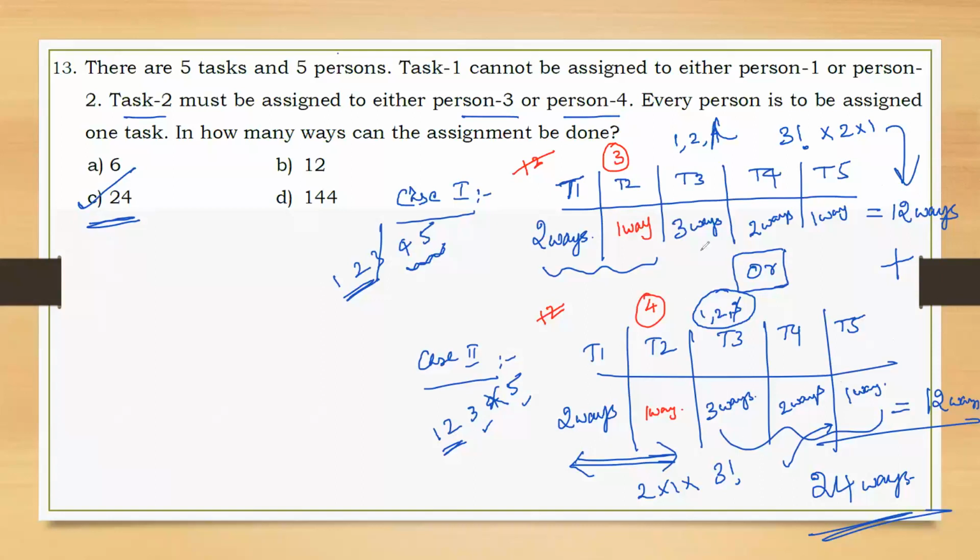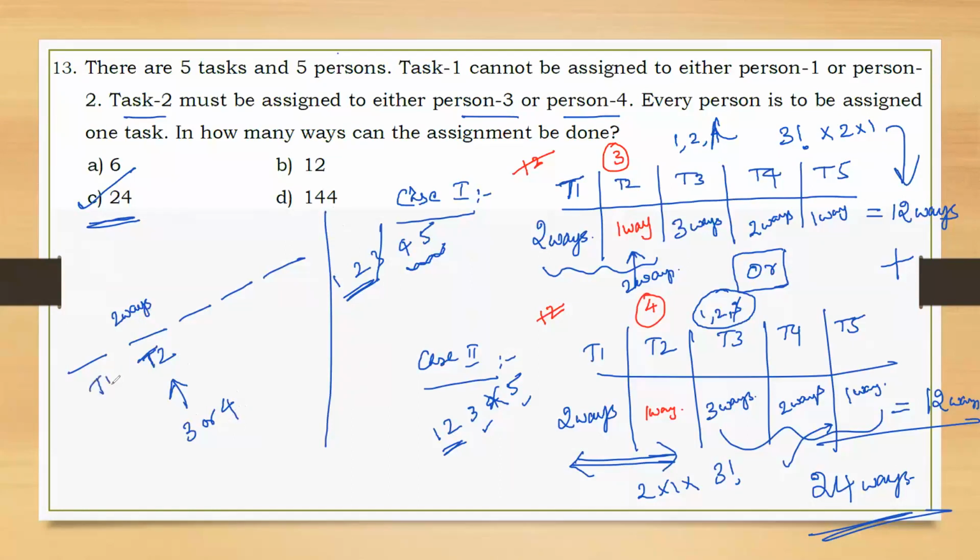Instead of considering 2 cases, in task 2 you can take 2 ways. So this is one method, or else you can write like this. This is task 2. So task 2 is filled by either 3 or 4, right? So 2 ways. So clear? Task 2 must be filled with either 3 or 4, any one. So total 2 ways. Similarly, in task 1, 1 and 2 are not possible.